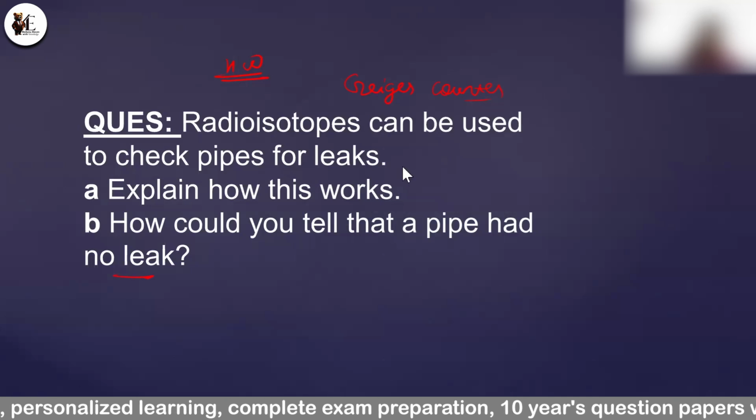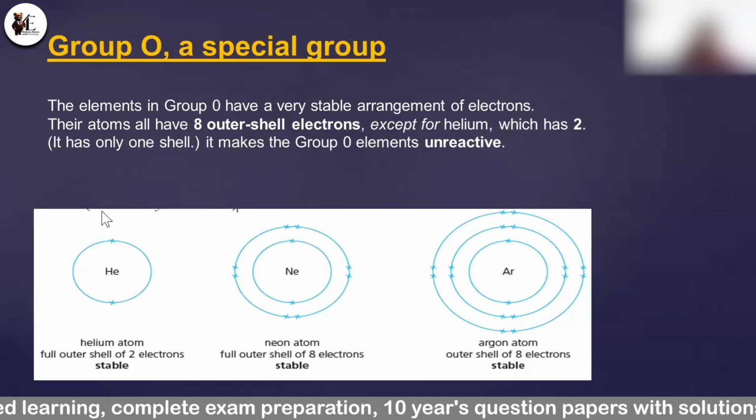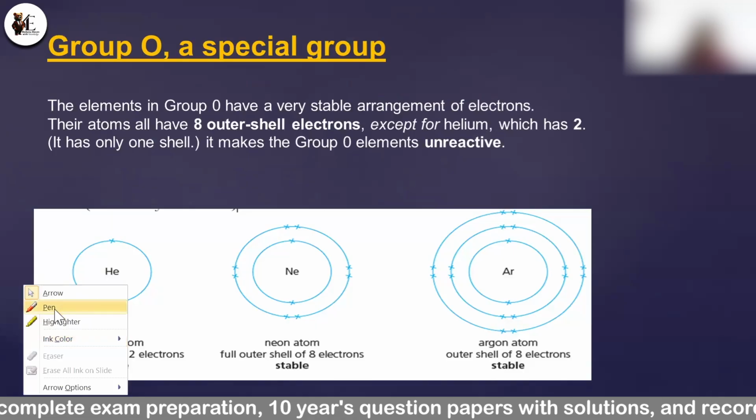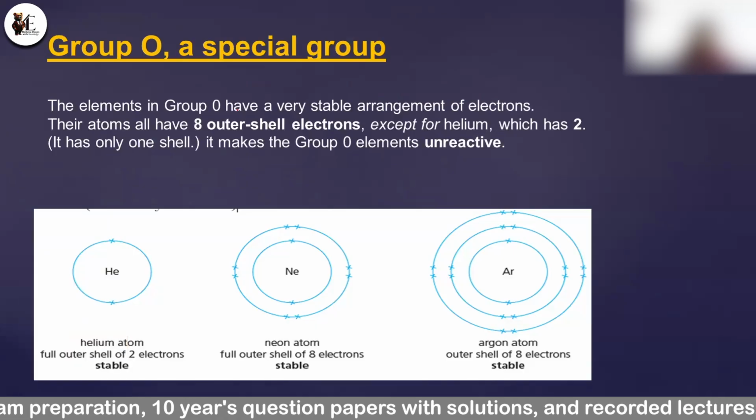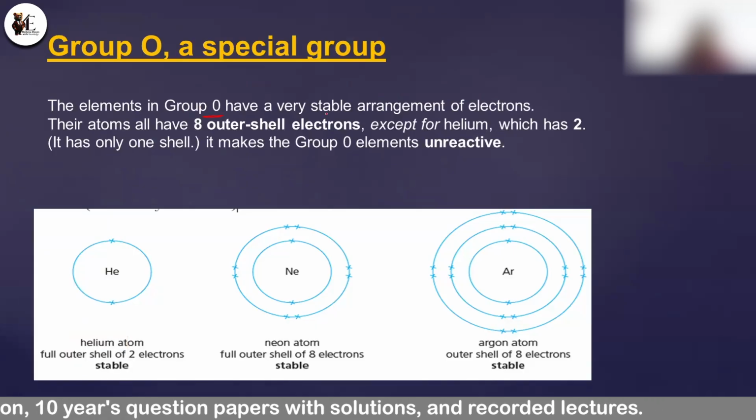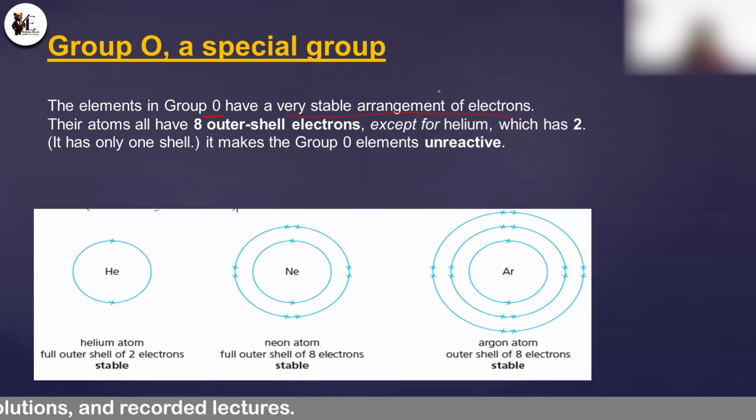So yes, now group 0. Group 0, as I told you, is a special group. Why is it a special group? Because the elements present in group 0 have a very stable arrangement of electrons. Stable arrangement of electrons means that their outermost shell is completed. So their atoms all have 8 outer shell electrons.